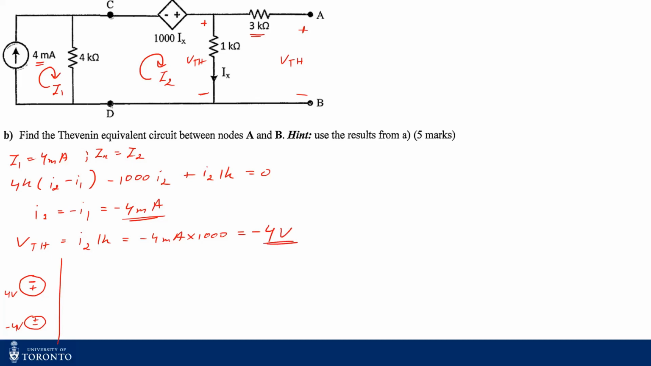Now I have to find out my RThevenin, right? So for RThevenin, I turn off all my independent sources. Since I have a current source, I'll turn it off, so it will be an open circuit. So I'll write everything else as it is.